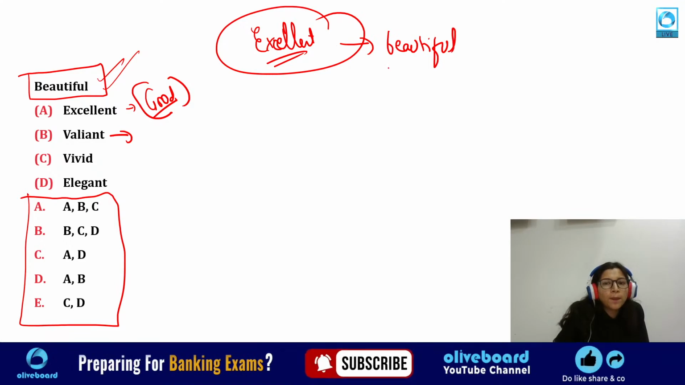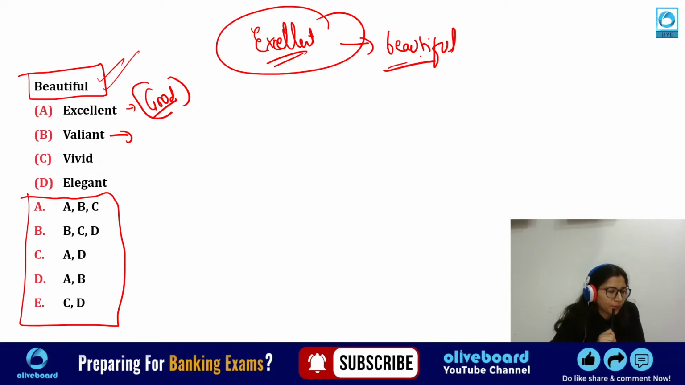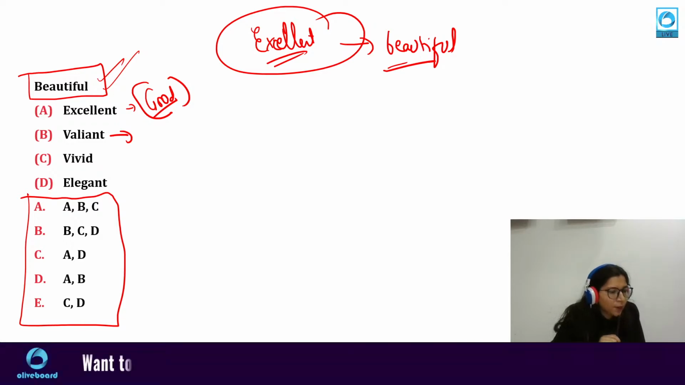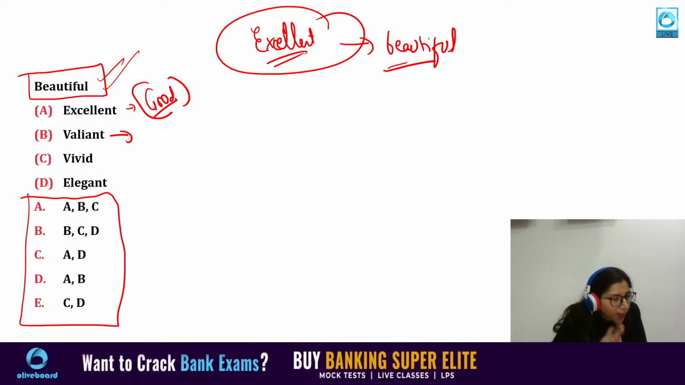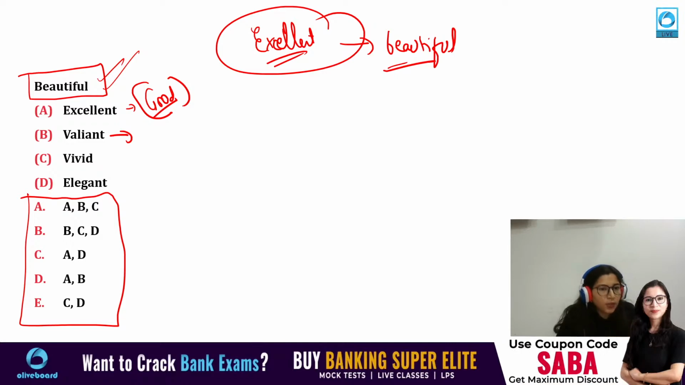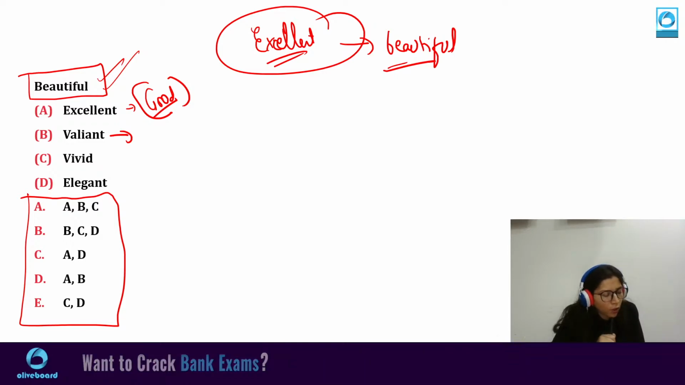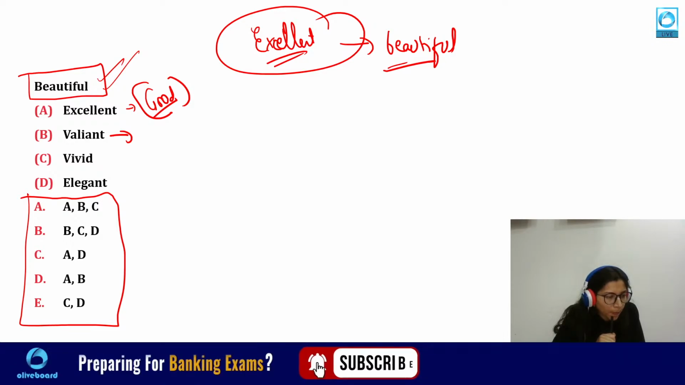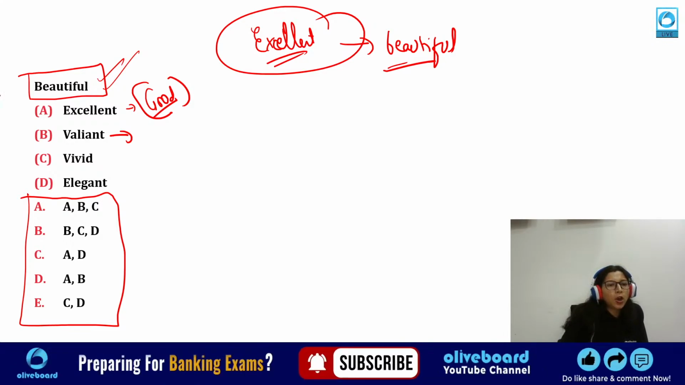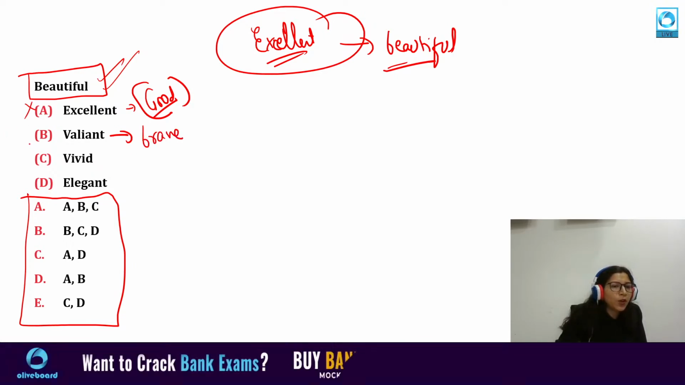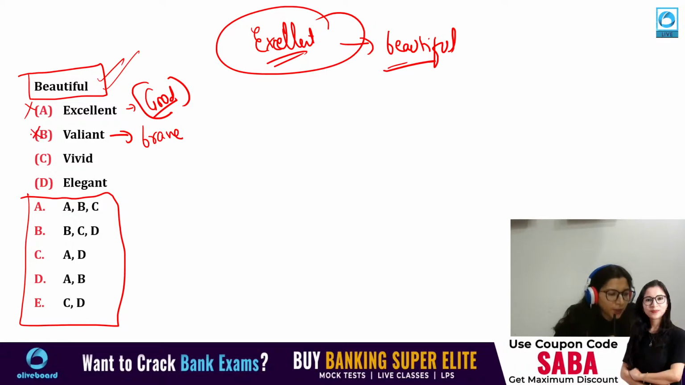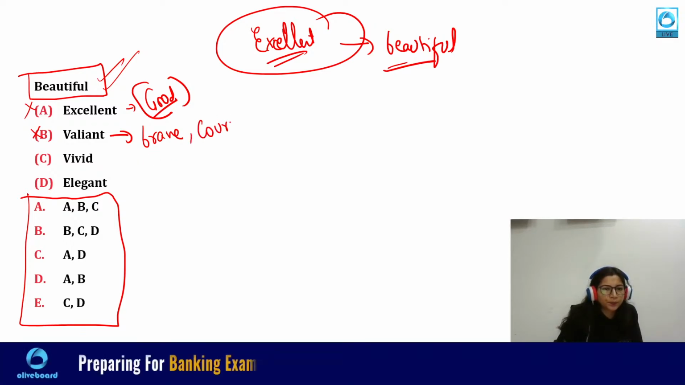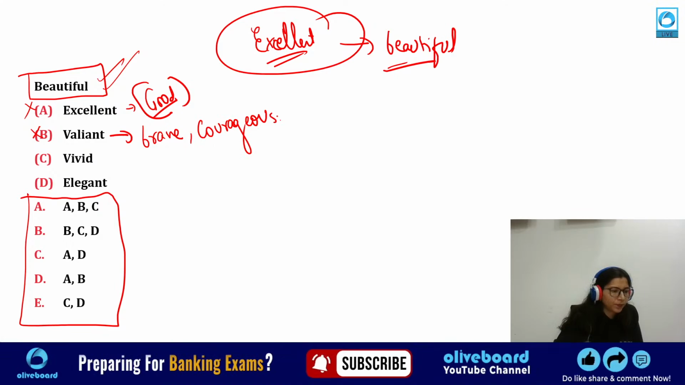Because you have to give the meaning based on the context. To excel, correct. Excellent means to excel, yes. So is there anyone who can form any sentence where excellent can mean beautiful in any of the contexts? No. So option A cannot be the synonym. Valiant means brave. So brave can also not be the synonym. Valiant effort, brave effort, yes. Valiant means courageous, brave. Quality and beauty can't be the same, correct, yes.